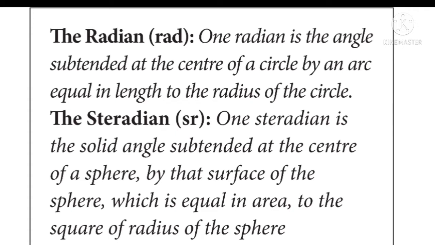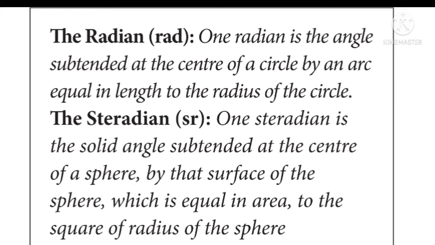What is steradian? 1 steradian is the solid angle subtended at the center of a sphere by that surface of the sphere which is equal in area to the square of the radius of the sphere. Once again I repeat, 1 steradian is a solid angle subtended at the center of a sphere by that surface of the sphere which is equal in area to the square of the radius of the sphere.